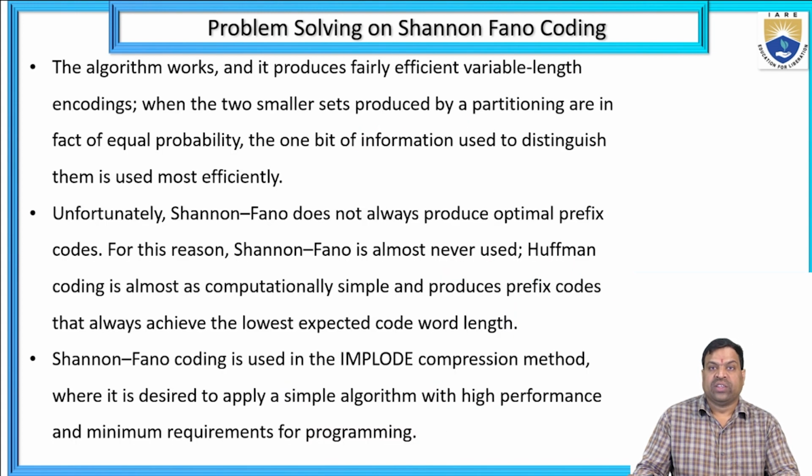So, the algorithm works and it produces fairly efficient variable length encoding when the two smaller sets produced by a partitioning are in fact of equal probability.